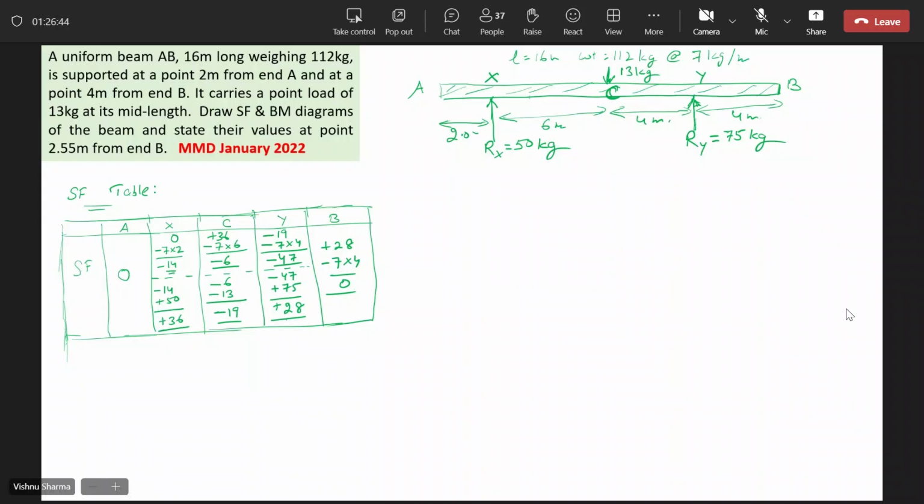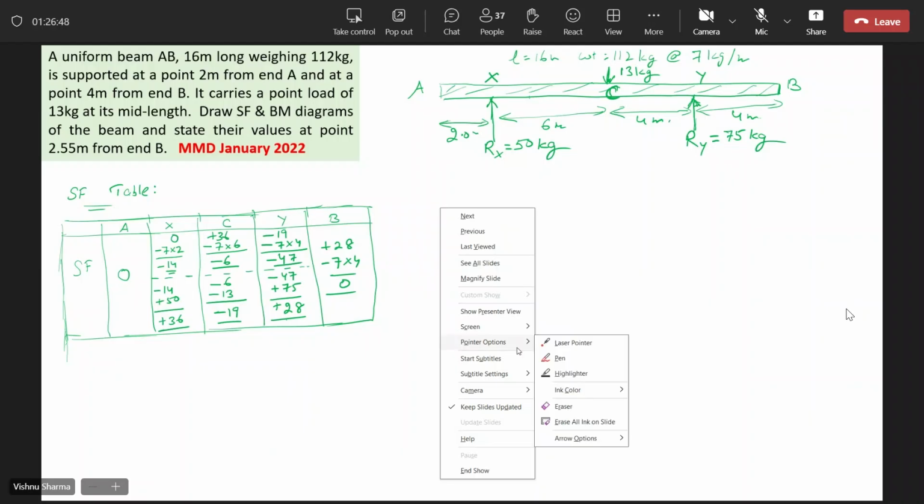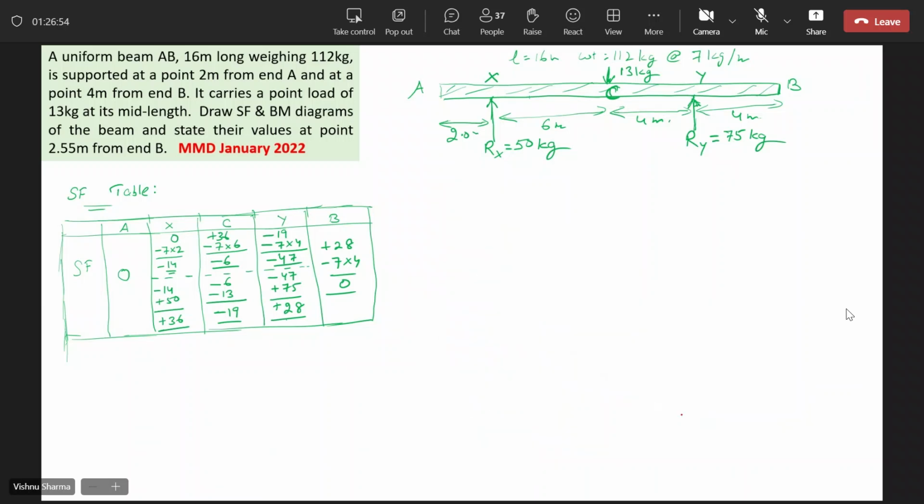Guys, are these the values of the SF that you have filled in? If you have any issues, please let me know. I have also parallelly completed the table now. Let me know if you have these values. I am underlining the SF values in red. If anybody has any issues, you can let me know.